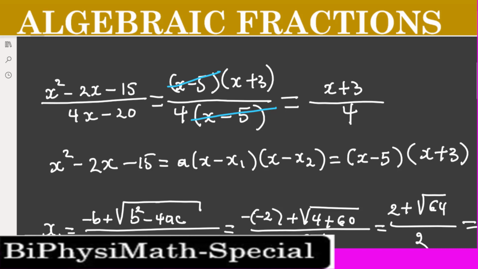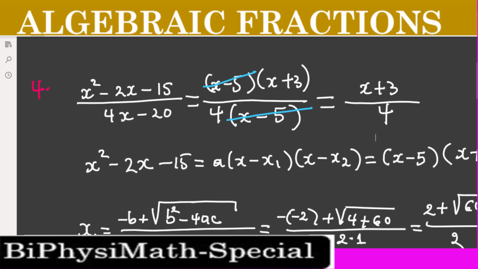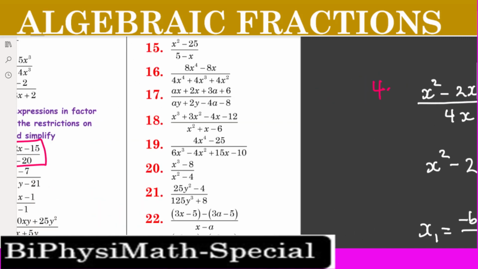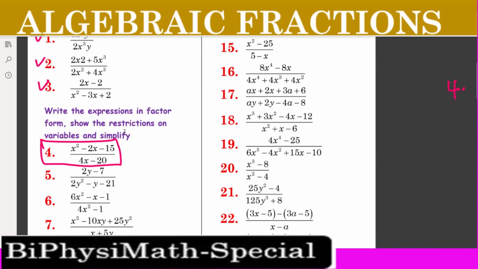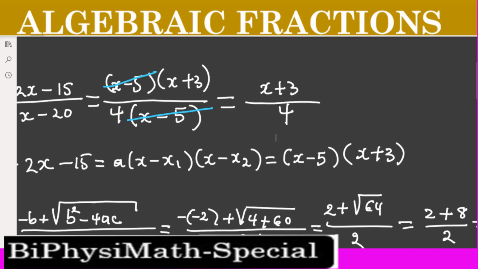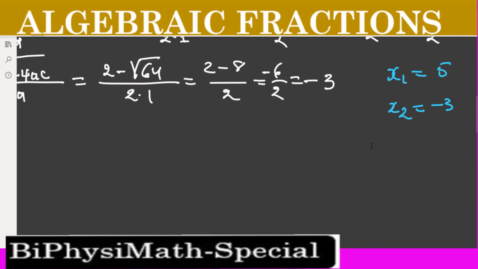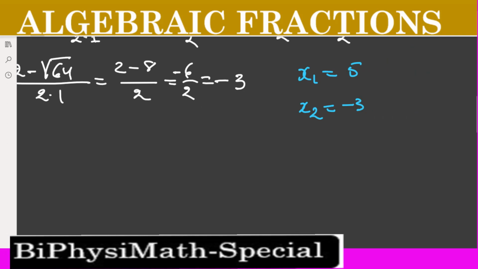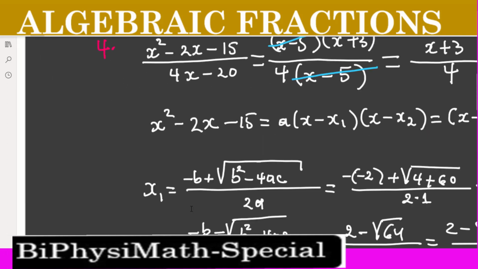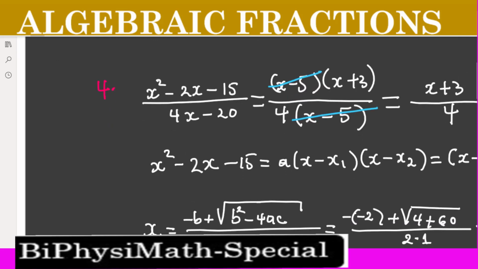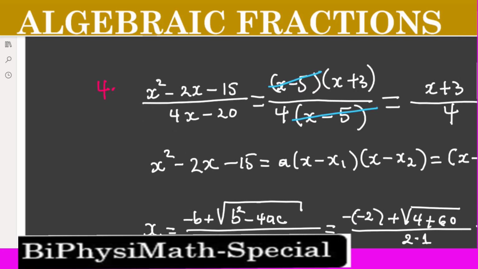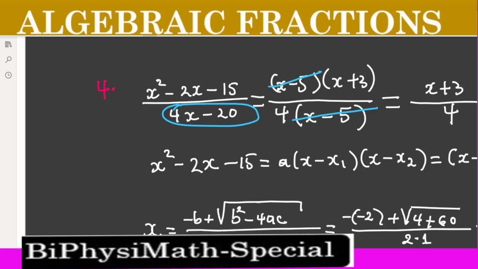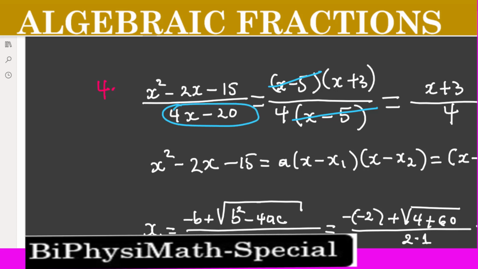Now problem number 4 is already simplified. Here in the problem, show the restrictions on the variable and simplify. Restrictions here, see here, the restrictions come from here.